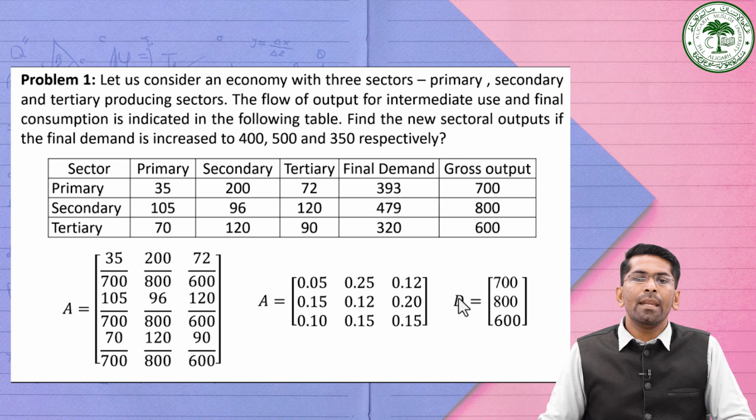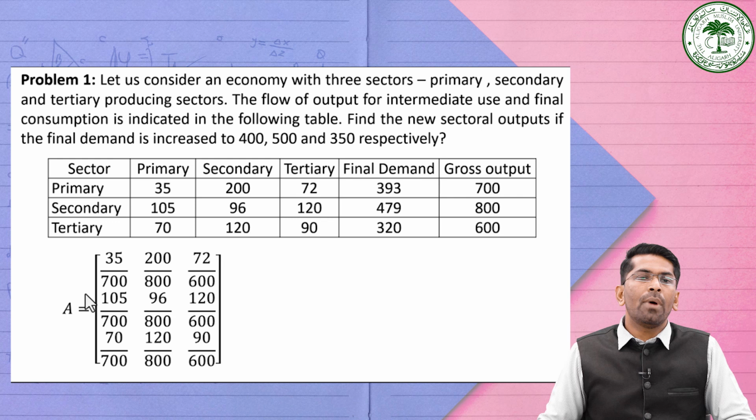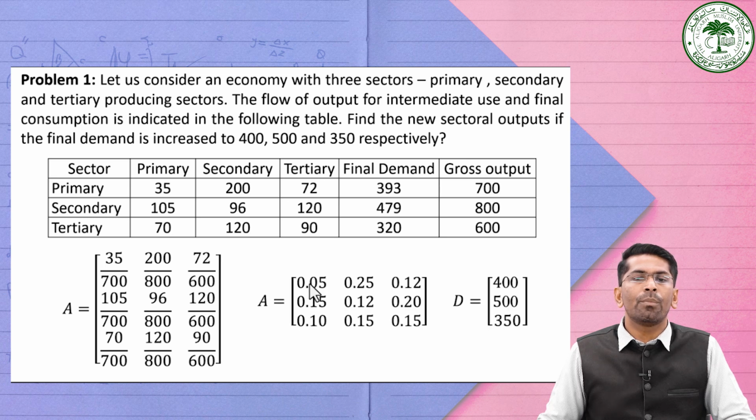See, we have the final demand vector. So now we are going to simplify each and every element. Here 35 divided by 700 is equal to 0.05. Then 105 divided by 700 is equal to 0.15. 70 divided by 700 is equal to 0.10. Similarly, other elements can also be done. We will get 0.25, 0.12, 0.12, 0.20, 0.15 and 0.15.